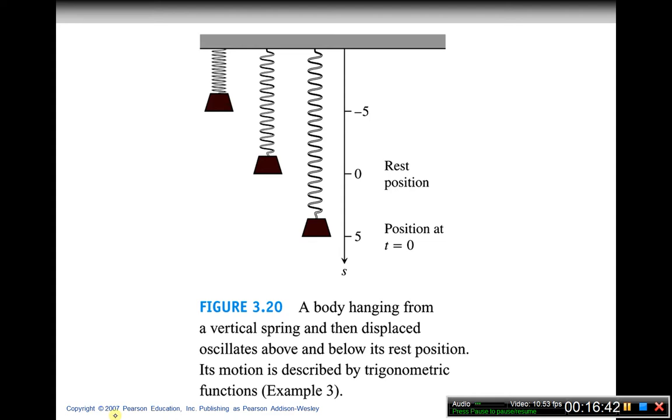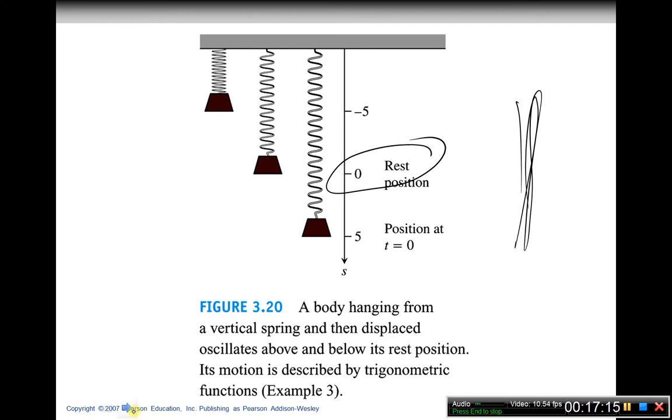Now the next example shows the motion of a weight with a spring on it, and I'm sure you've seen this happen before. If you have a weight on a spring and pull it from its rest position to a position below, stretch it out, and then let it go, it will begin to oscillate up and down, and the motion is governed by a cosine wave.